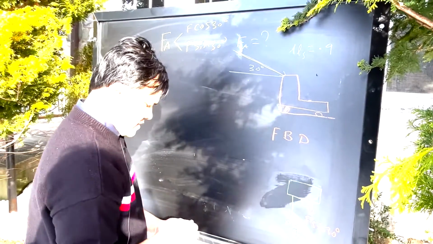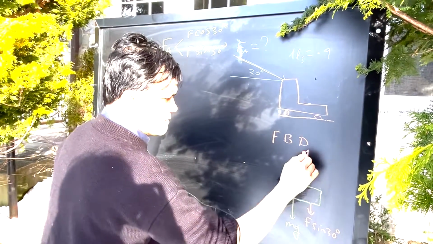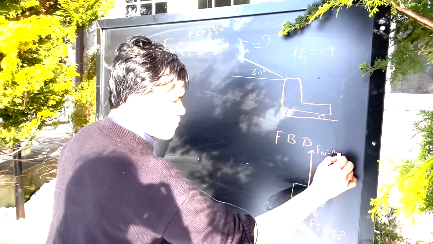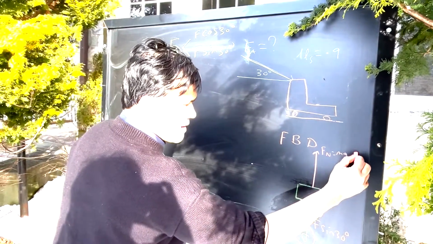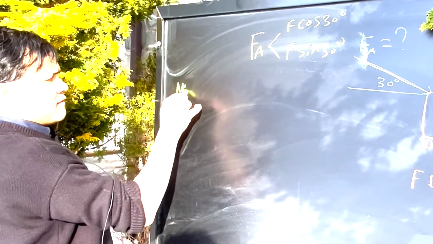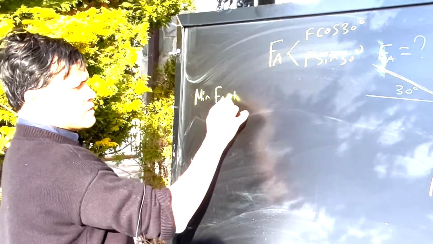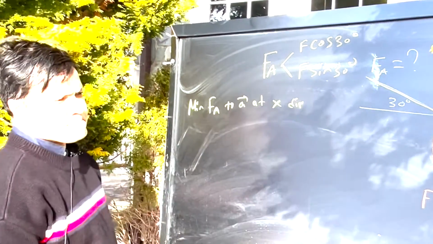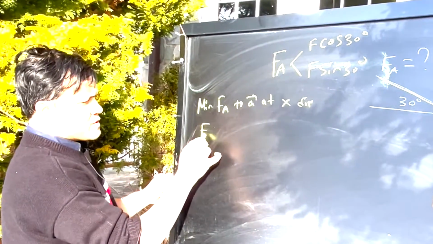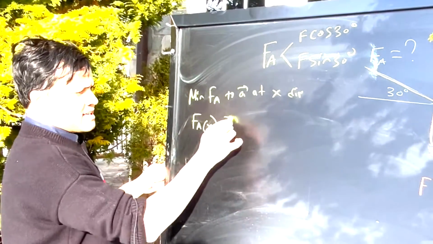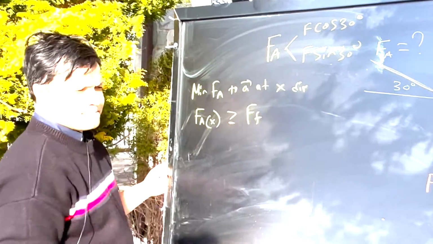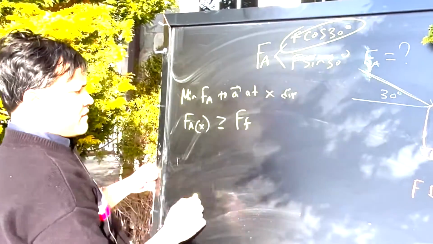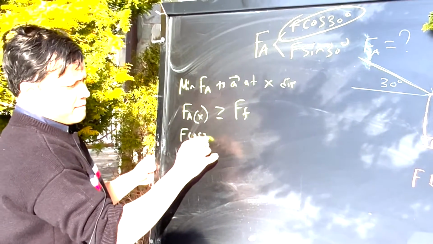So the normal force is mg plus F sine 30. Minimum applied force needed to accelerate the car in the x direction. Okay, so then the applied force in the x direction has to be greater than or equal to the force of friction. So what is the applied force? The applied force in the x direction is this one, F cosine 30.